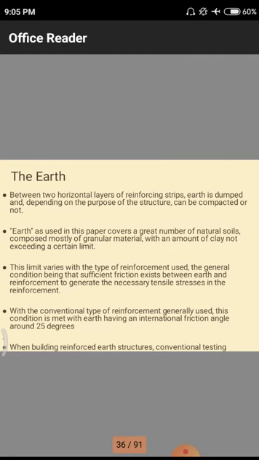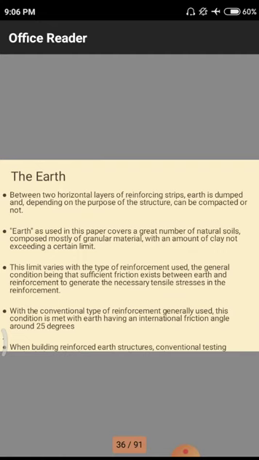The limit varies with the type of reinforcement used. That means the limit, normally the compaction requirement, varies according to the reinforcement. The general condition is that sufficient friction exists between the earth and the reinforcement to generate the necessary tensile stresses in the reinforcement. For every structure there may be some limitations for load capacities and forces developed in the structure. Here also the limits simply vary with the type of reinforcement used.